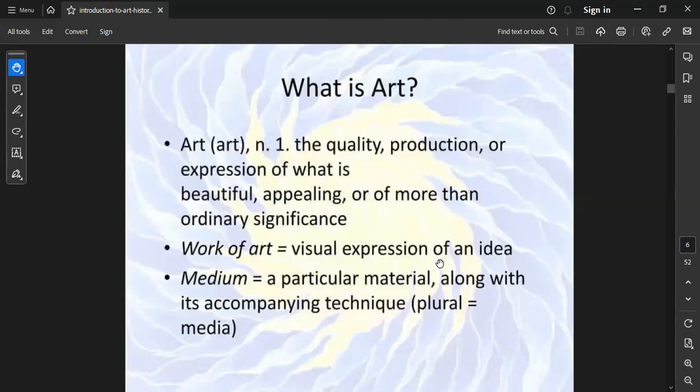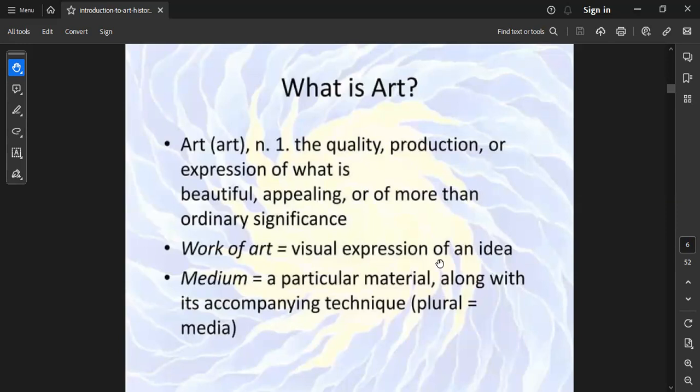But to put it in very simple words, art is the quality, production, or the expression of what is beautiful, appealing, or of more than ordinary significance. Some people say art is a mode of communication. Some people say art is a way of expression. Some people say art is the way you live your life. And some people say art is something which cannot be expressed by words. So there are a lot of explanations.